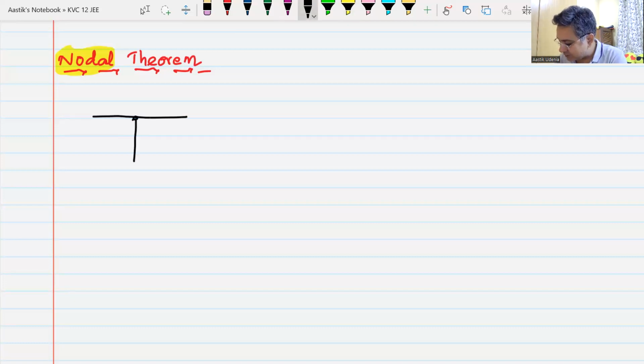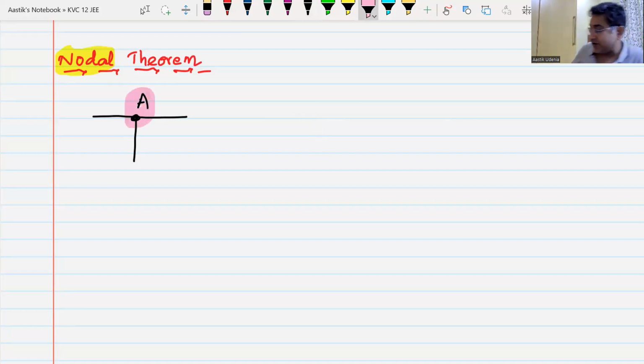Wherever you have three branches of current meeting, not two. A meeting of two branches may not be a node, because the wire may be just turning like this. So this B is not a node. Two branches meeting is not a node. If you have three or more branches meeting at a point, it becomes a node. So here point A is a node.